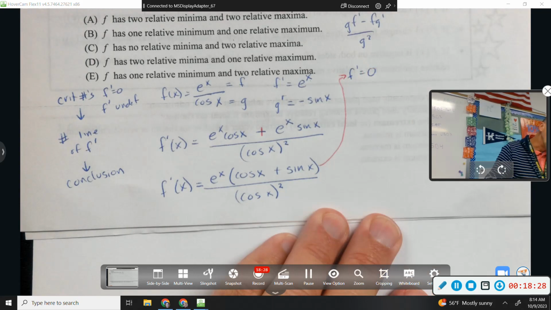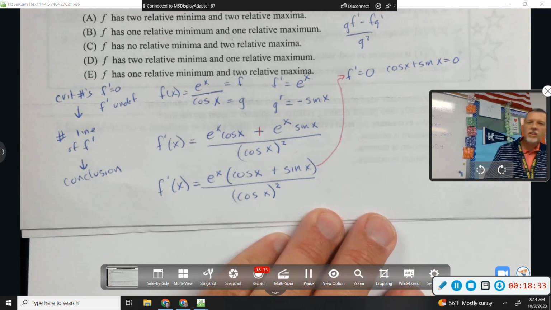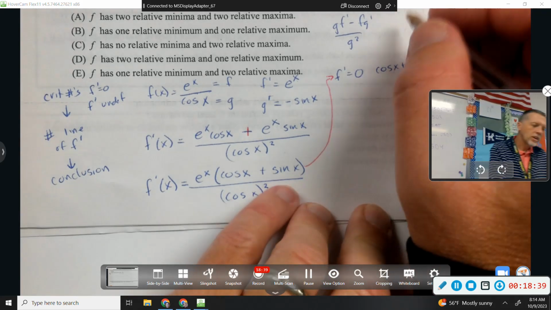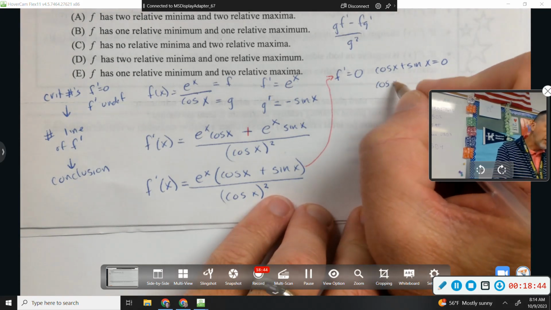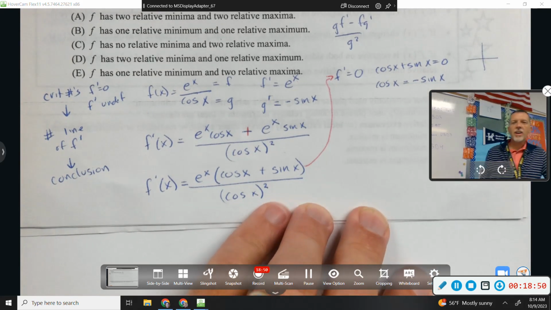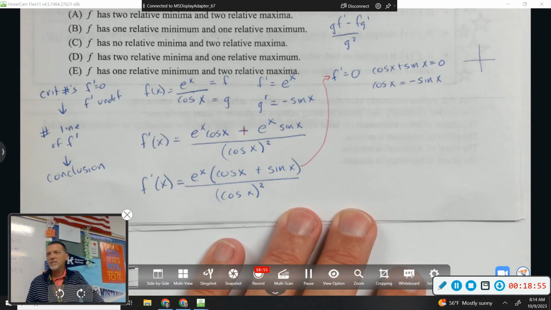So 0 would be where the numerator is 0. Cosine of x plus sine of x equals 0. We've done one like that before. There's a couple ways to handle that. I think I would just move one of them over. So I'm trying to think where cosine and sine are like the same value but off by a plus or minus. So where does that happen? What angle has the same cosine and sine except for their positive negative thing?